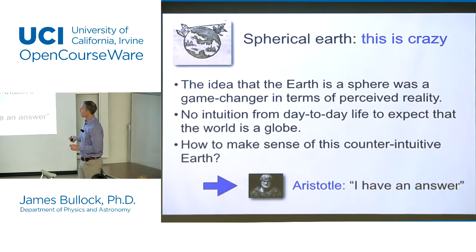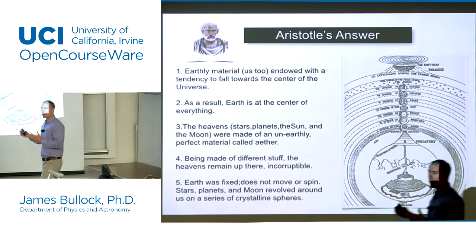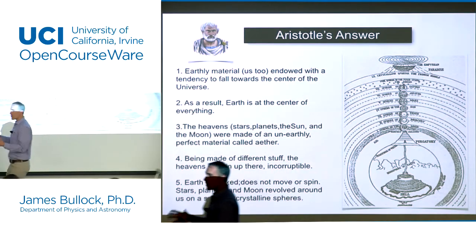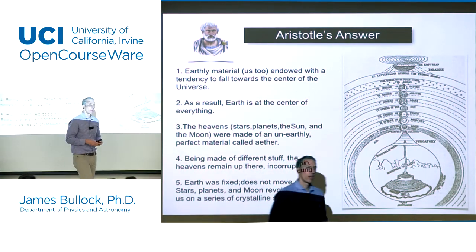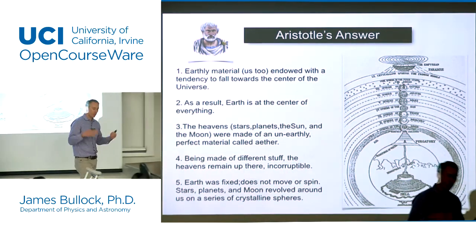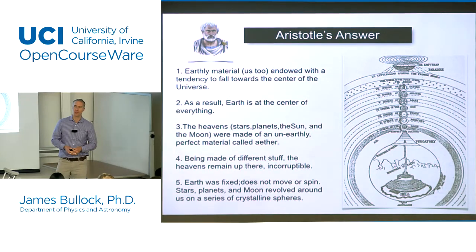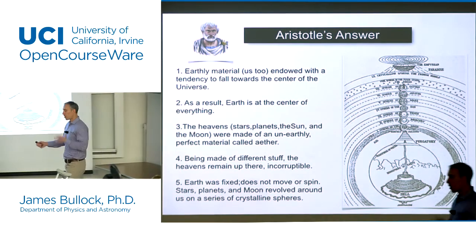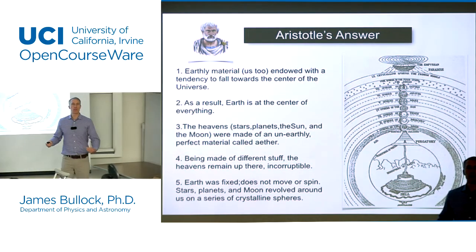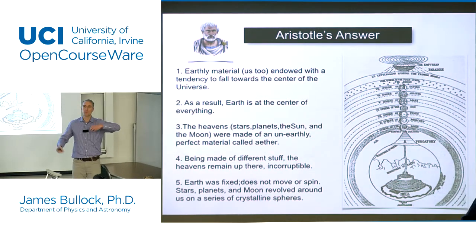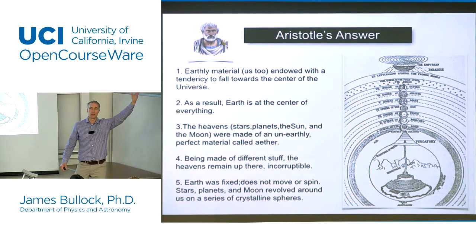He said, I have an answer for this. My answer is that all the material that makes up the Earth, everything down here, including us, is made of something that has a tendency to fall towards the center of the universe from all directions. And that creates a little bit of a symmetry. So if you started off something that makes up the Earth and put it up really far away, eventually, over time, it would settle down and find its place here.